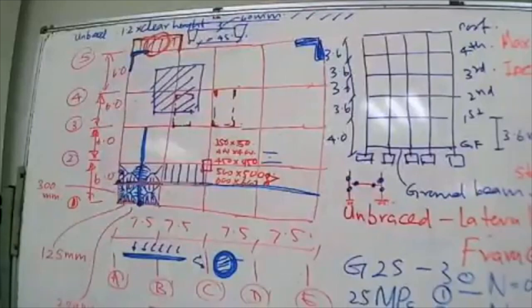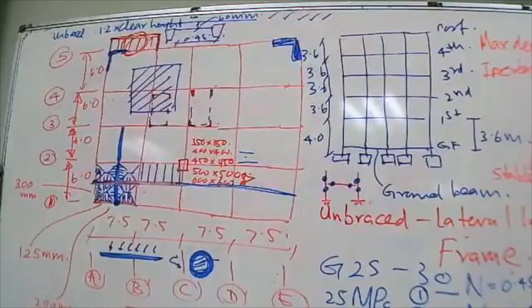Is that clear? Yeah. That's another option. Rather than going with the unbraced building, you can go with a braced building, provided the architect allows you to have some walls on the outer building.